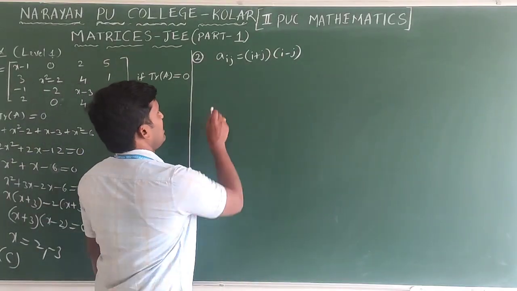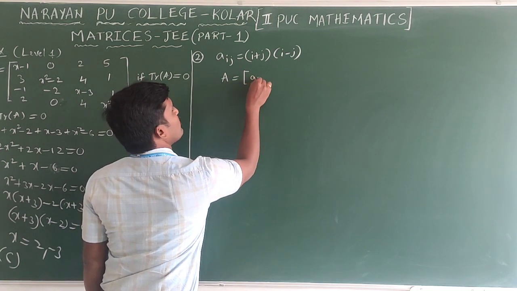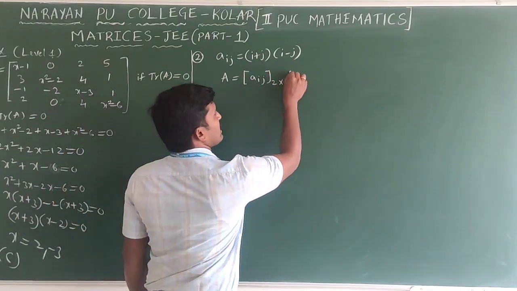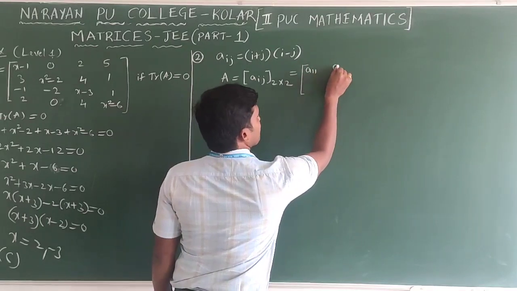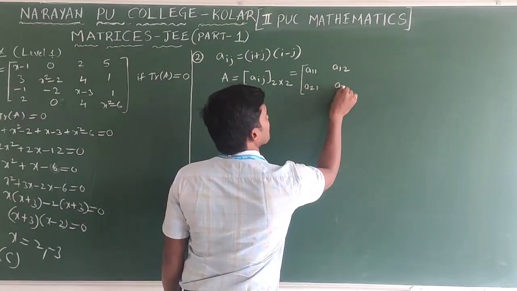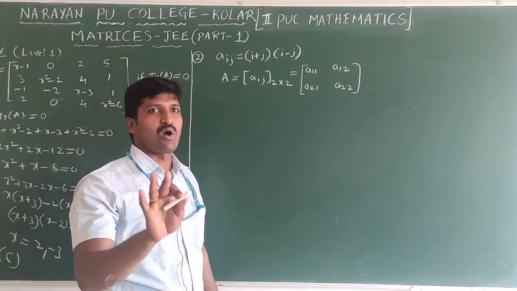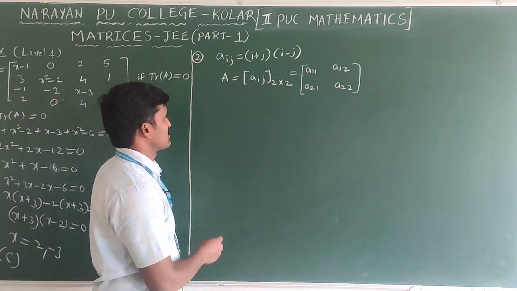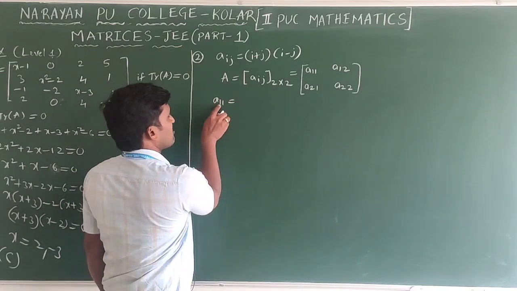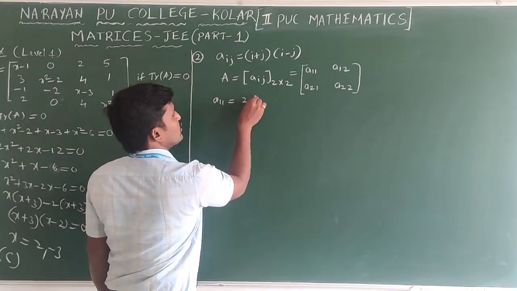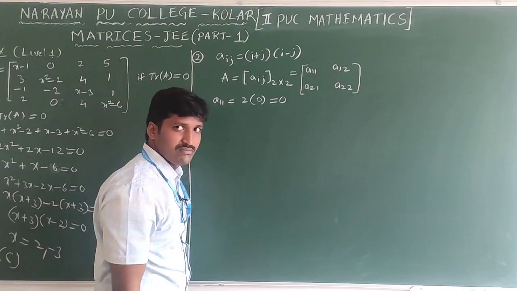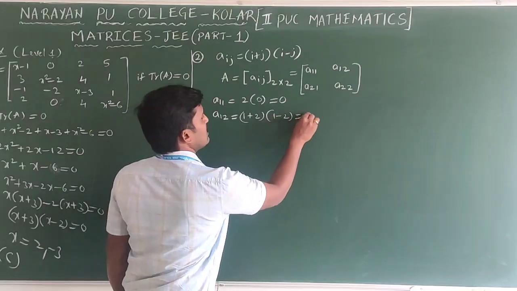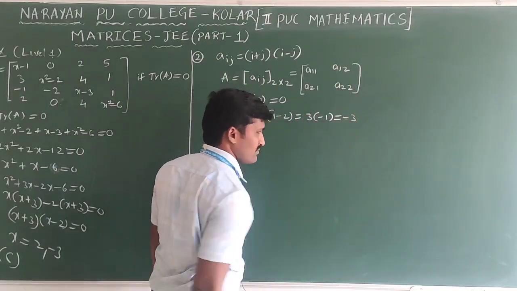Now for example, let us consider the matrix A is a 2 by 2 matrix. 2 by 2 matrix means what elements are possible? A11, A12, A21, A22. They did not mention the order, they just mention square matrix. Now I am considering a 2 by 2 matrix to verify that. First A11: I is 1, j also 1. 1 plus 1, 2, into 1 minus 1, 0. That is 0. Next A12: 1 plus 2 into 1 minus 2. 3 into minus 1, that is minus 3.